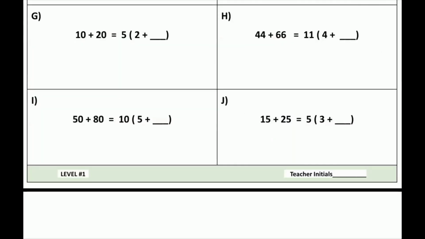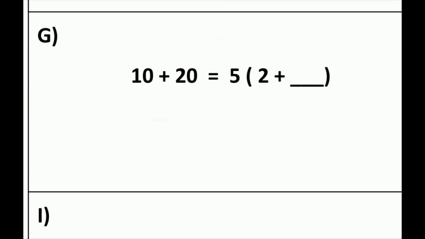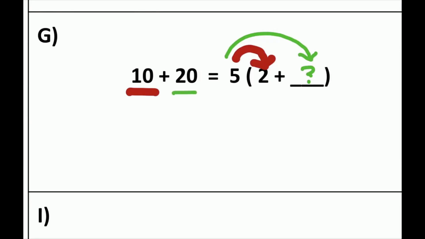Let's take a look at problem G. So one of our notes earlier was that parentheses means multiply. So when we're trying to write an equivalent expression to 10 plus 20, let me zoom in a little bit. The first thing I'm going to do is multiply this 5 times 2. And I can see 5 times 2 is 10. So then I'll ask myself, okay, well, 5 times what number is 20? I know 5 times 4 is 20, so that's what's going to go in the blank.